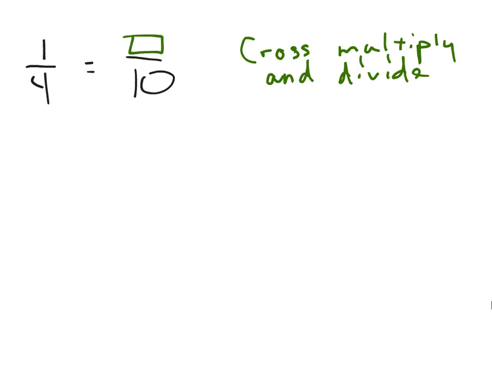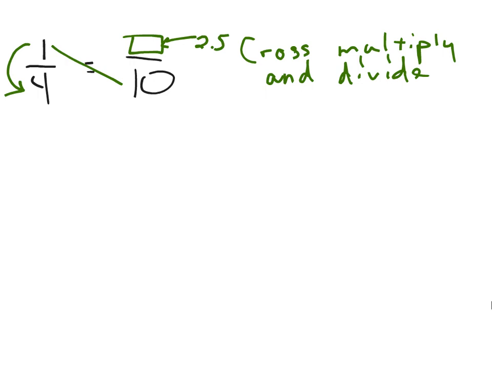So the first step is to, 1, cross multiply. What we're going to do is we're going to cross multiply opposite of the blank that we need to solve for. So 1 times 10, that would be 10. And then we're going to divide by the last number that we haven't used. So we have 10 divided by 4. On our calculators, that would prove to be 2.5.